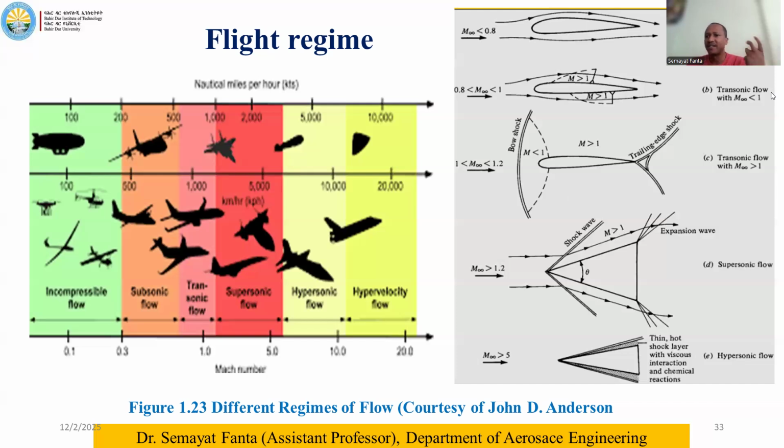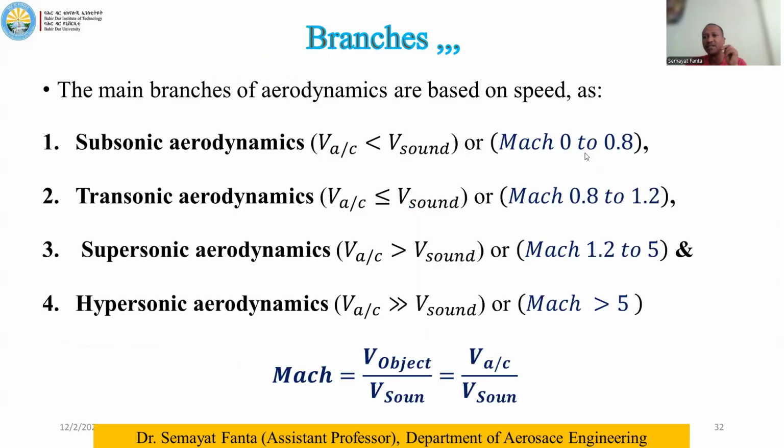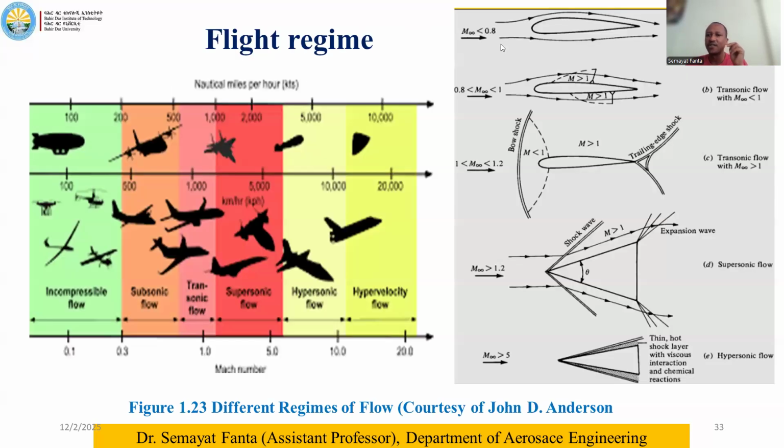What is the characteristic of an aerofoil in different regions? For flight with Mach number less than 0.8, within that subsonic flight, your aerofoil is characterized by linear flow. You see, the streamlines are very linear. There is no turbulence on them. This is what we call the subsonic flow region.